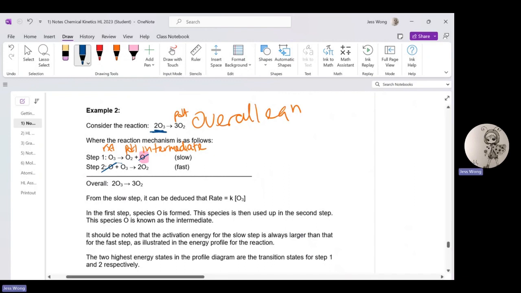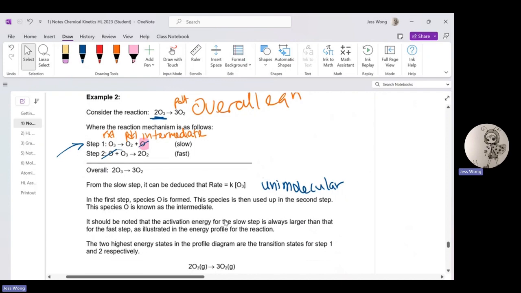Now, based on that, if we look at the rate determining step, which is the slow step, my rate equation will be this: rate equals k[O3] to the power of 1, because in the rate determining step there's only 1 mole of ozone as the reactant. Something like this is unimolecular, which means there's only 1 molecule involved in the rate determining step. In the first step, the oxygen atom is formed and then used up, and therefore we call it the intermediate.